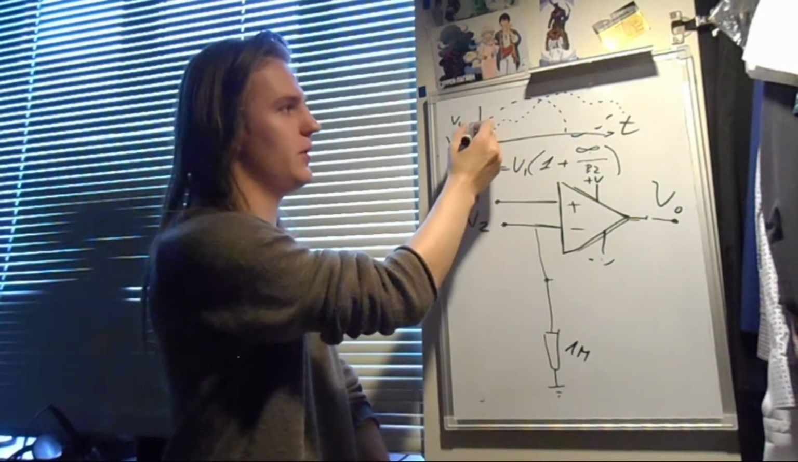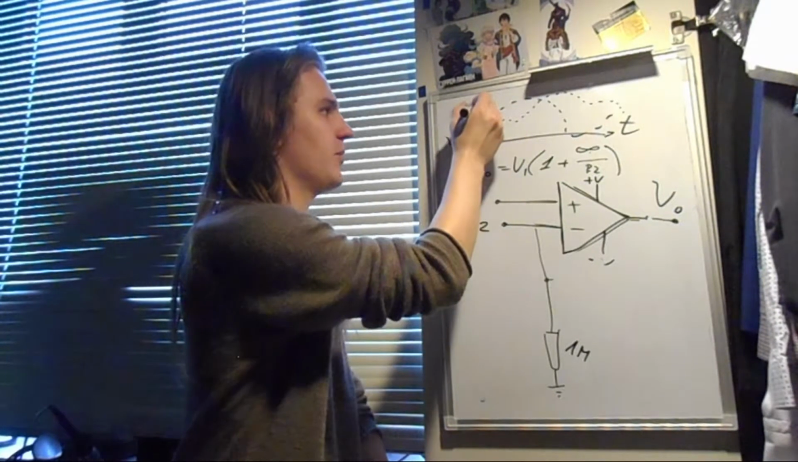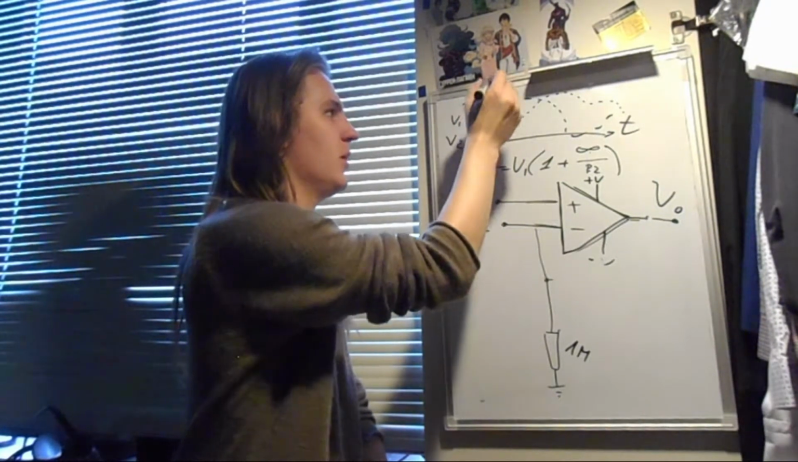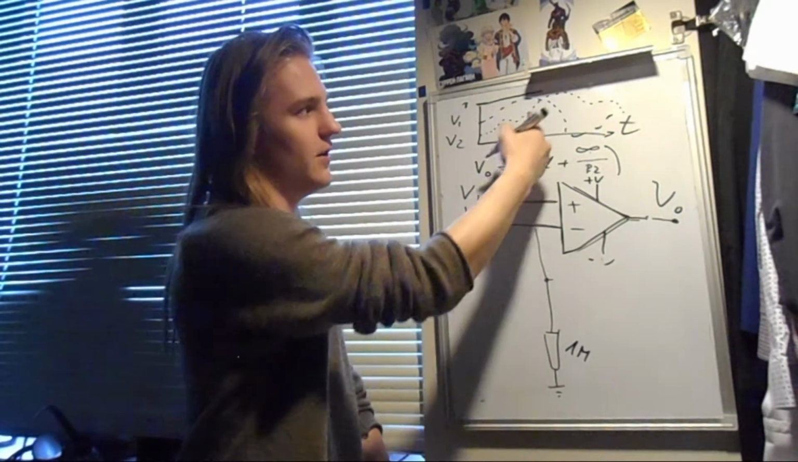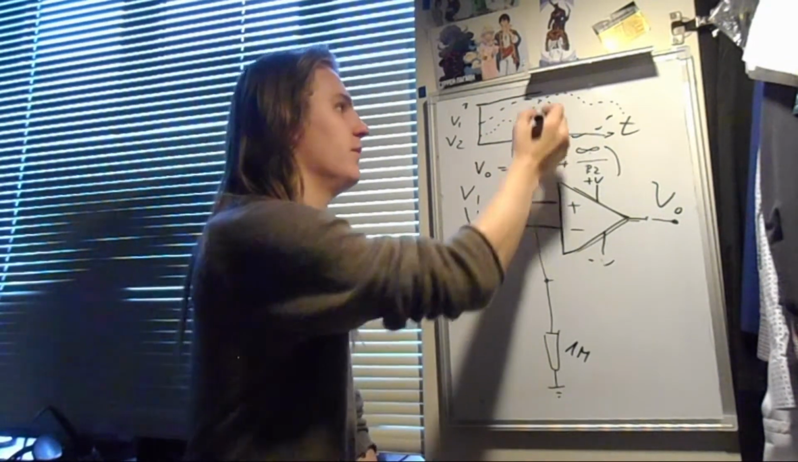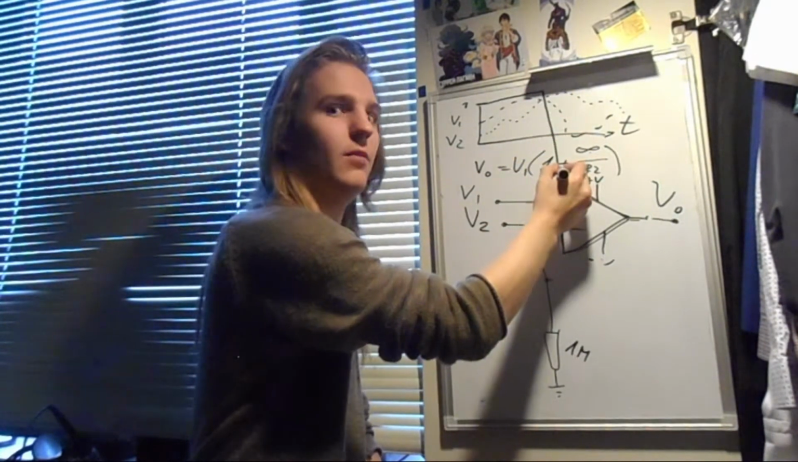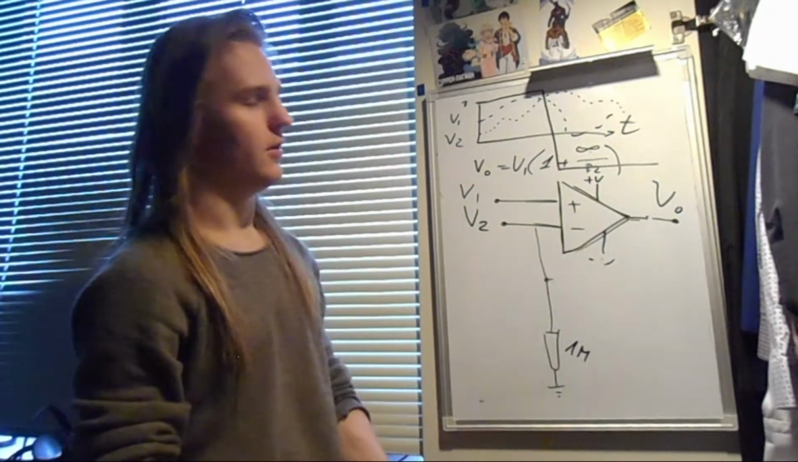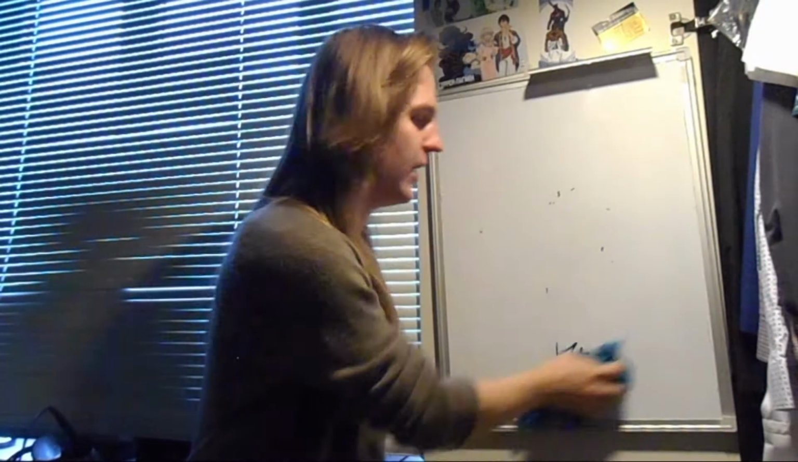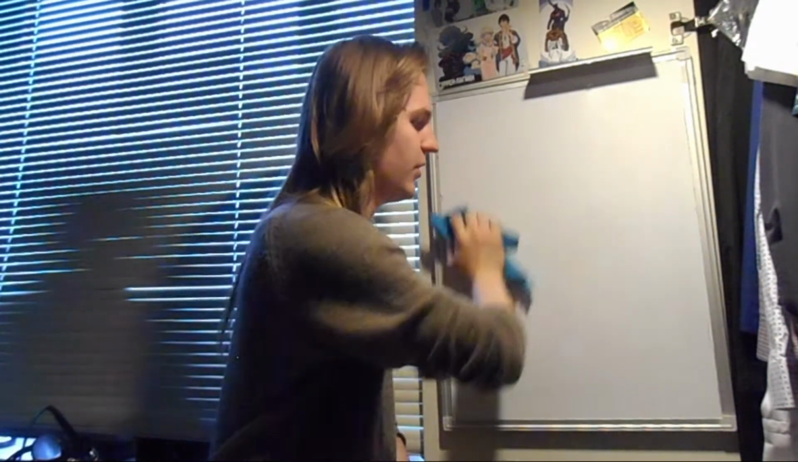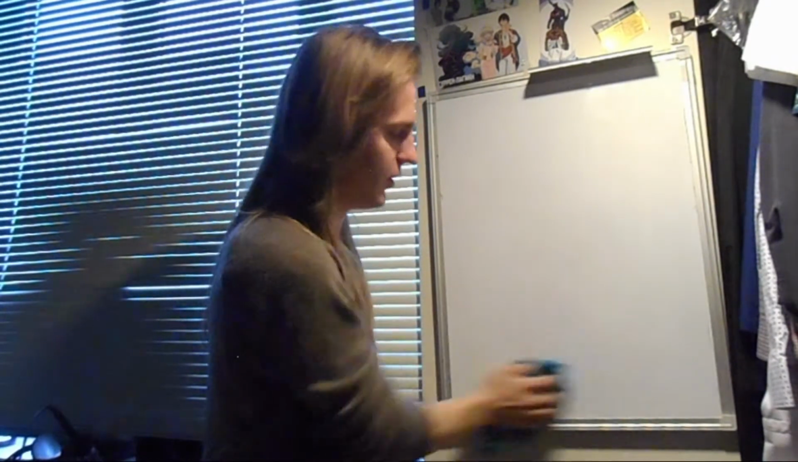Here is V1, it's more than V2, so say here is 8 volts, and it gives 8 volts at the output until V2 becomes bigger than V1, then it drops to minus 8 volts and stays there. So here we go, very handy, a thing that compares voltages and tells us if something is more or less than something else.